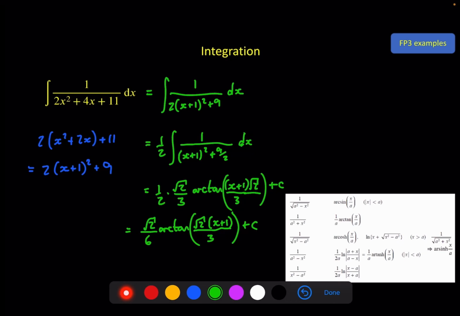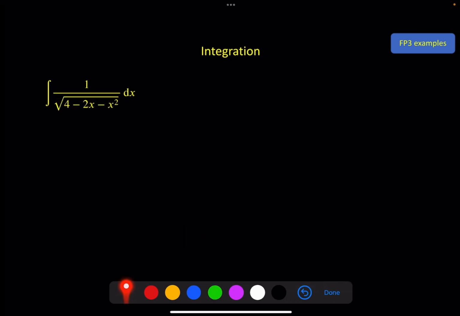For the last example, I'm going to impose upon myself that I do need to use a substitution. So I'm not going to use the standard result on the formula sheet, I'm going to go through the process. But I'll do the same thing. Starting point, I'm going to pull this thing inside the square root out. I don't like working with a negative x squared, so I'm going to pull the negative out the front.